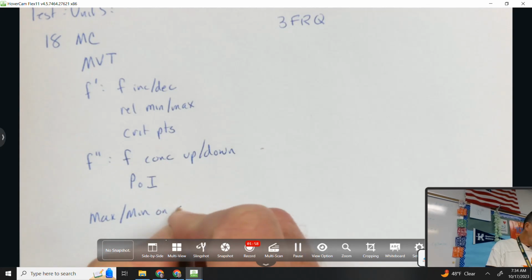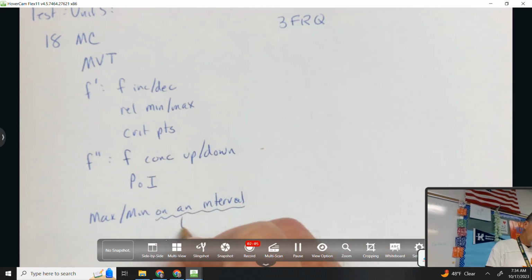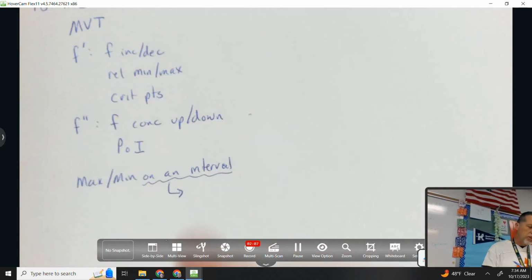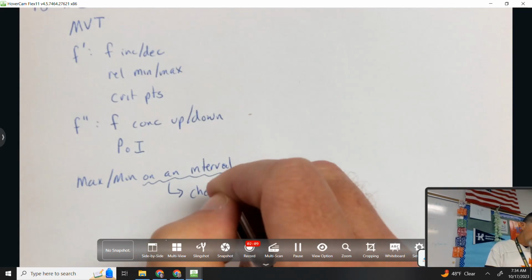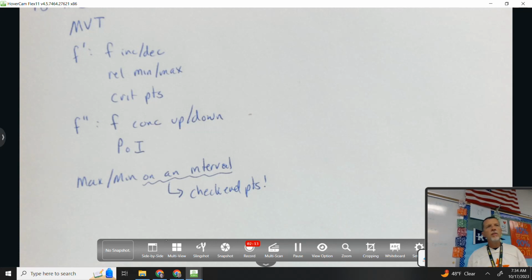Max or min on an interval. And that "on an interval" is the flashing red light to check endpoints. I haven't even worked the key, but I can guarantee you one of the wrong answer choices is going to be the answer you'd get if you don't check the endpoints. So make sure you check the endpoints.